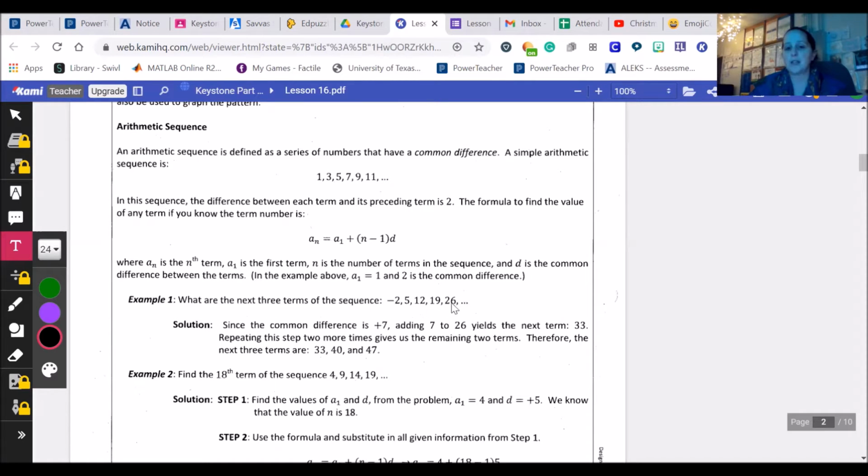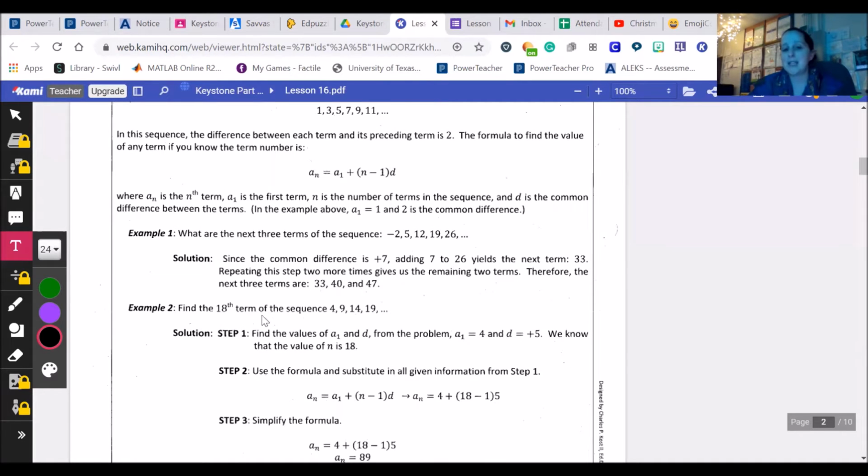-2, 5, 12, 19, 26. Since the common difference is plus 7, adding 7 to 26 yields the next term, 33. We then add 7 to 33, which gives us 40, and add 7 to 40, which gives us 47.